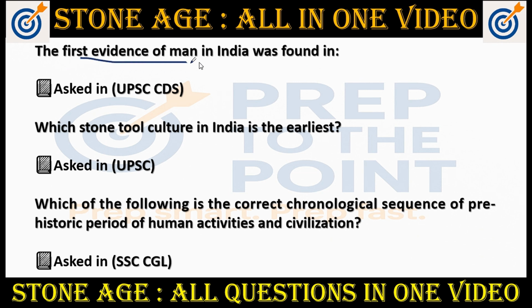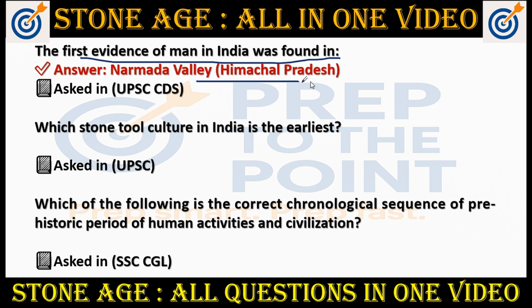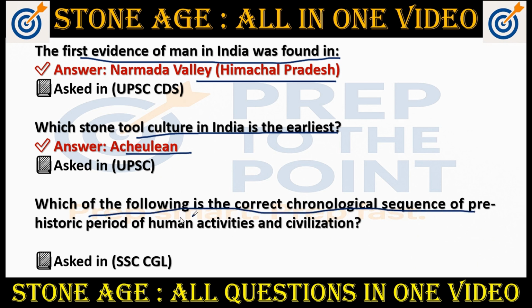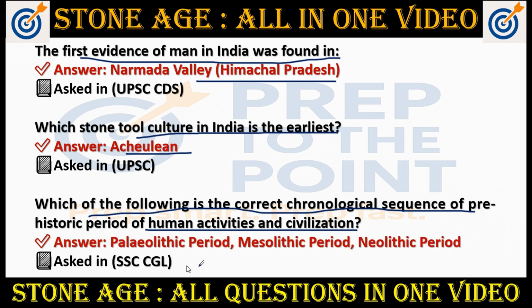The first evidence of man in India was found in Narmada Valley in Himachal Pradesh. Which stone tool culture in India is the earliest? It is Acheulean. Which of the following is the correct chronological sequence of prehistoric period of human activities and civilization? It is Paleolithic period, Mesolithic period, and Neolithic period. Mesolithic period is also known as transition period of Paleolithic and Neolithic.